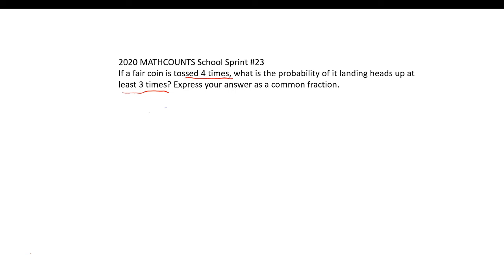Well, let's find the possible outcomes first. Start off easy. Each coin has 2 possible outcomes, and each outcome can be paired up with each outcome on each of the 3 other coins. So this is just 2 times 2 times 2 times 2, which is 2 to the 4th power. 2 times 2 is 4, 4 times 2 is 8, 8 times 2 is 16. So we have 16 possible outcomes.